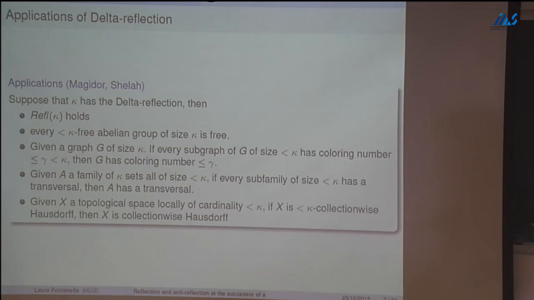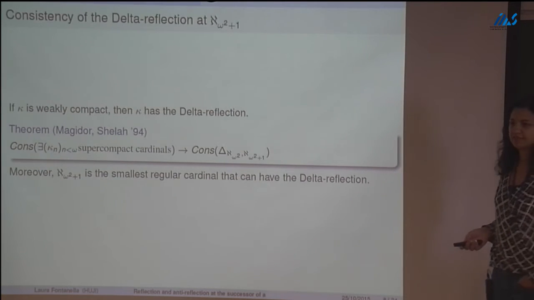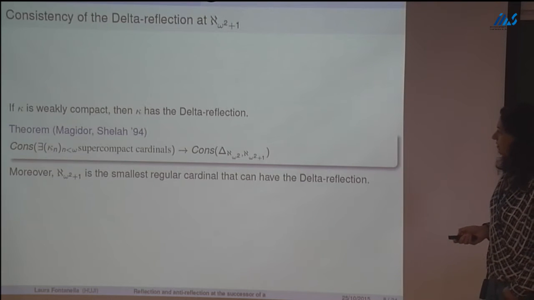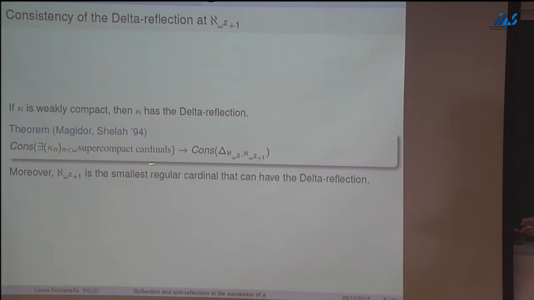Okay, so once again, the delta reflection holds at weakly compact cardinals, just as the reflection of stationary sets, but it can also hold at small cardinals. So, but not Aleph omega plus 1, unfortunately.